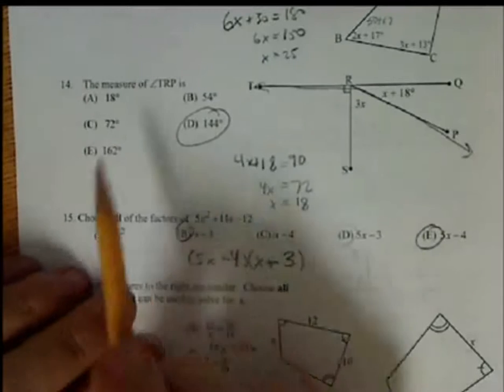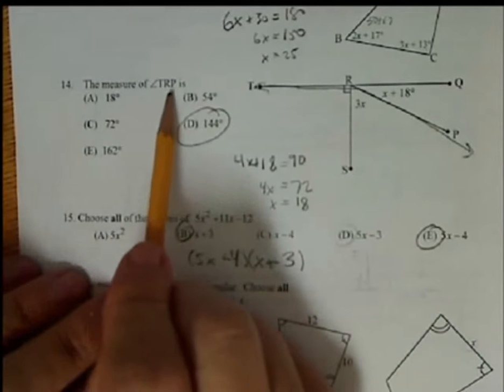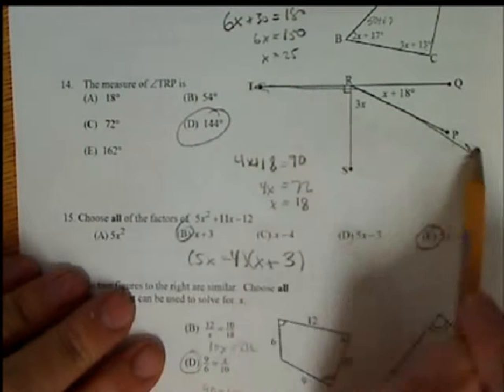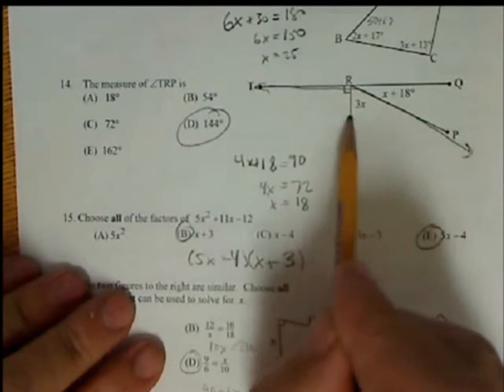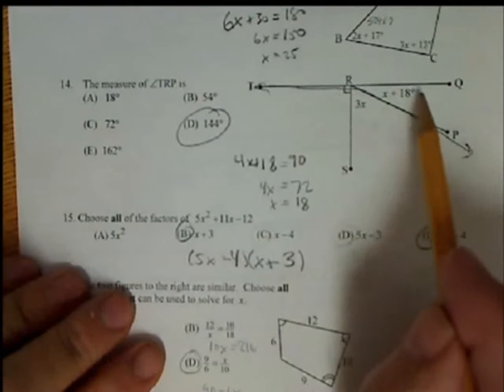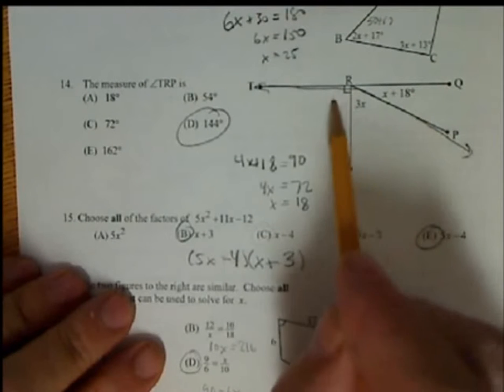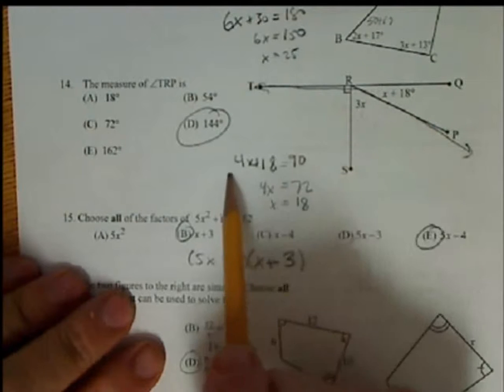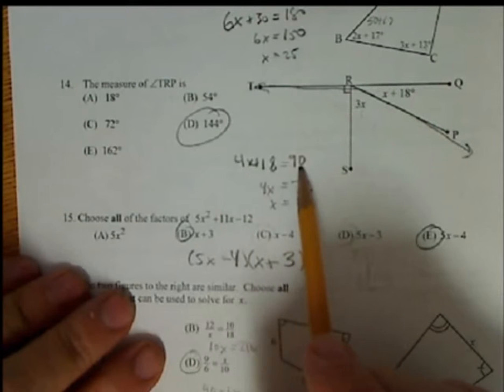Same thing with this next one, angle TRP. I need to first figure out what x is, and then I'm going to figure out what this angle is right here. So I'm going to have to combine this one and the 90 degrees. Well, I could go x plus 18 plus 3x plus 90 equals 180, or just realize these two add up to 90. So I got 4x plus 18 equals 90.